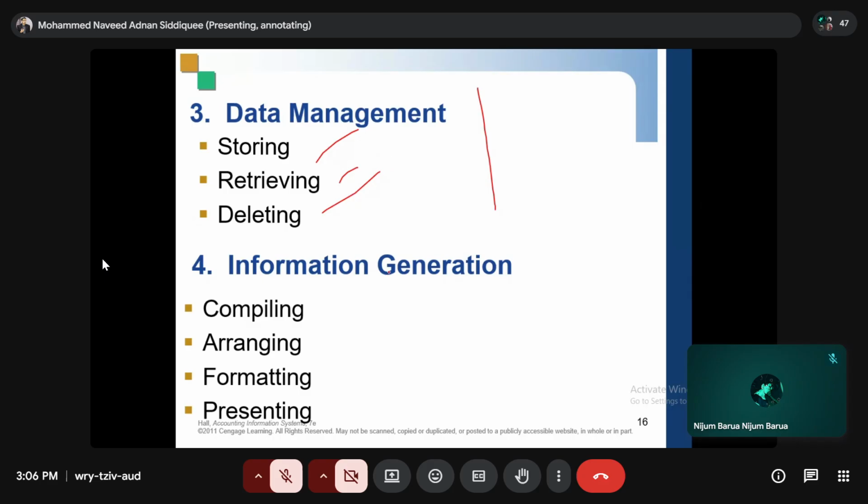Okay. And the last part is information generation. Once the data has been processed into information, it will be communicated with the users. To communicate with the users who are inside the company, internal users of accounting information, and who are outside the company, external users of accounting information, you can use different techniques.